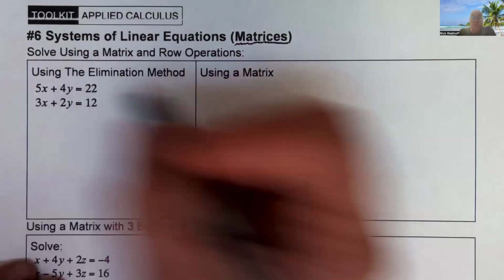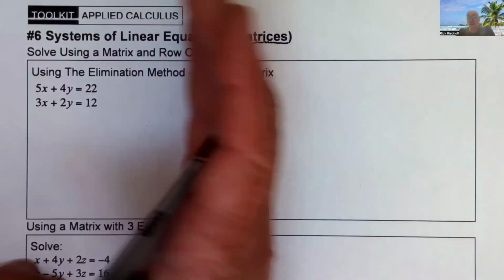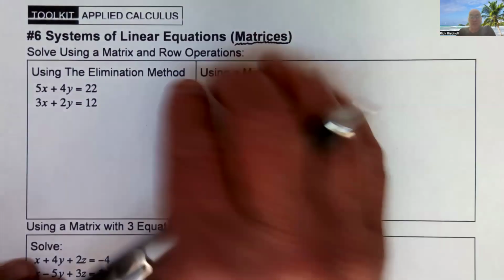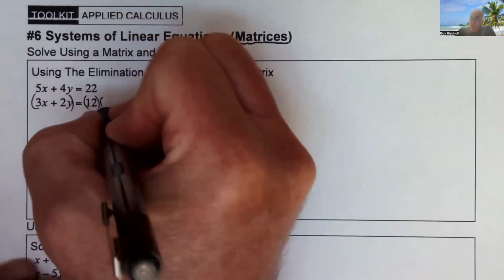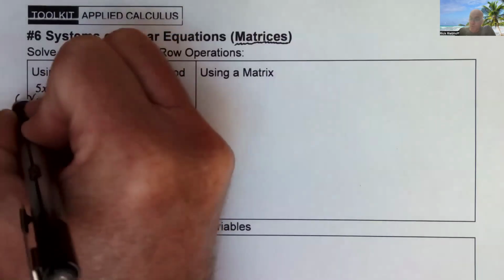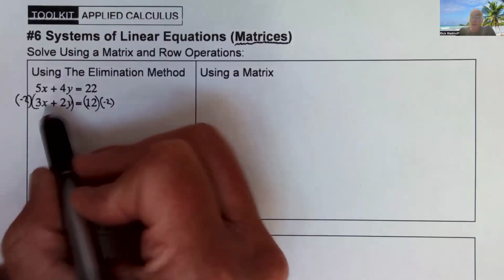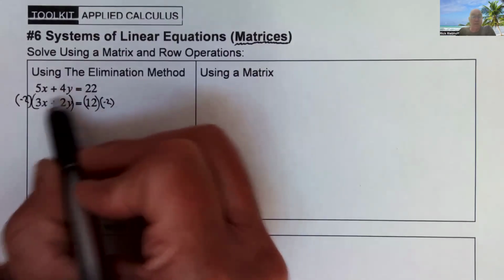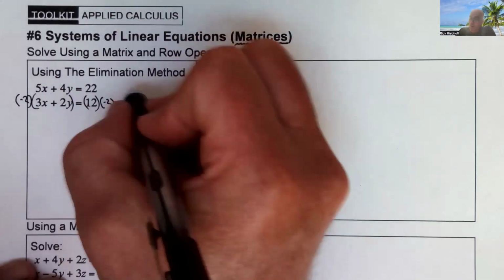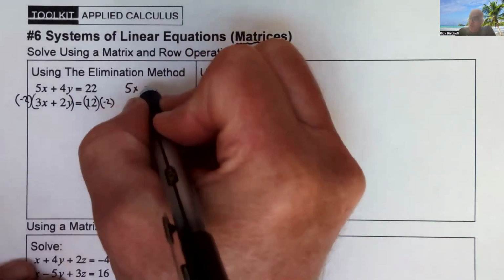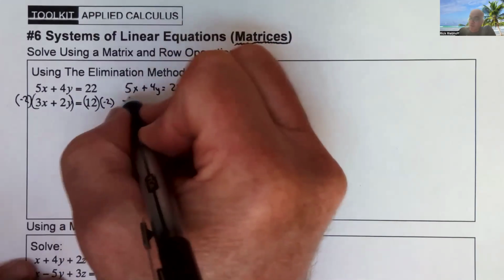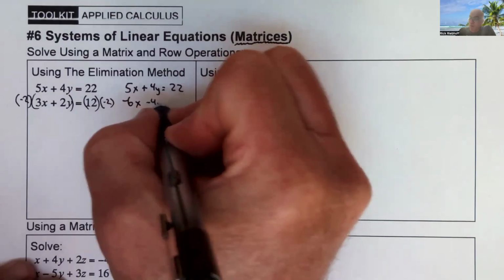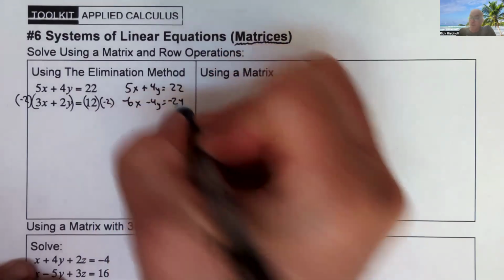This is actually a problem that we did a little bit ago, so we're just going to redo it and see how it is the same thing as using a matrix. So step number one when I did this problem was I multiplied both sides by -2. The reason why is I needed this to be a -4y so it could zero pair out that positive 4y, right? So let's just rewrite these. 5x plus 4y equals 22. And then down here we had -6x minus 4y equals -24. What do we do next?